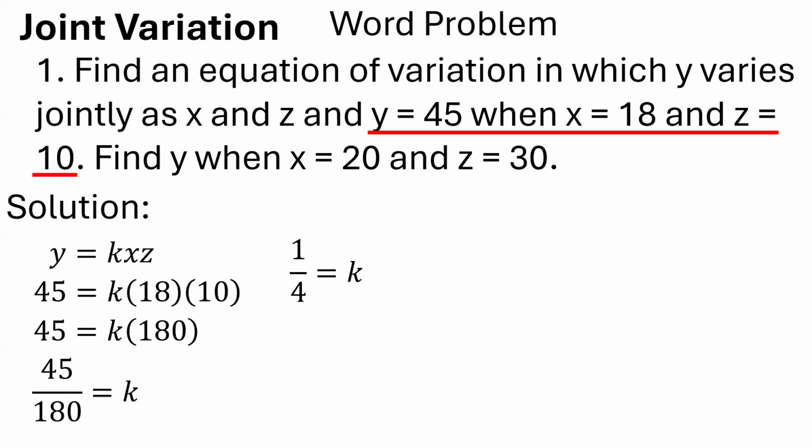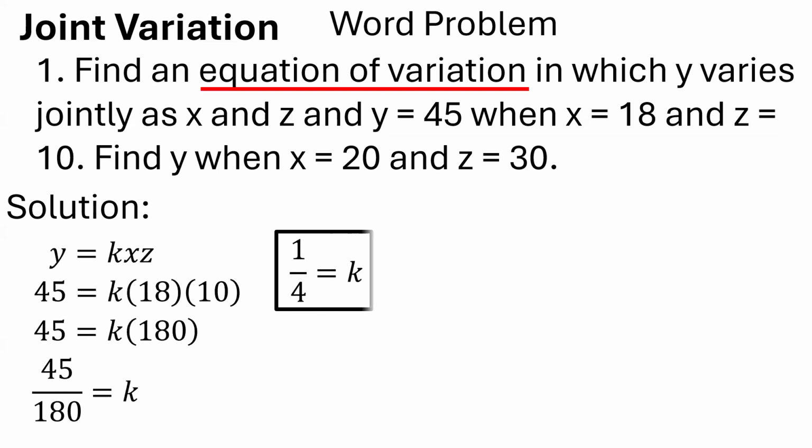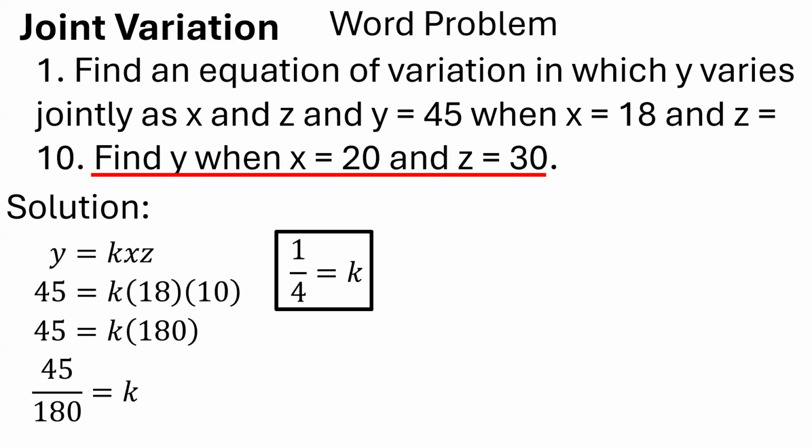So our constant of variation now is 1/4. Now, going back to the problem, going back to the general equation that we have, y is equal to kxz, we just replace the value of k with 1/4. So this is the equation of variation. Here we apply it to this problem, since we have y is equal to 1/4 multiplied by x and z.